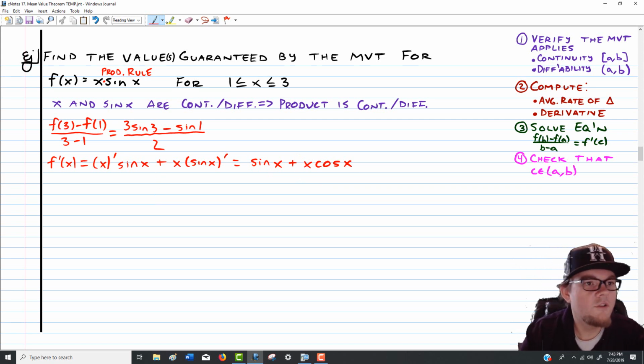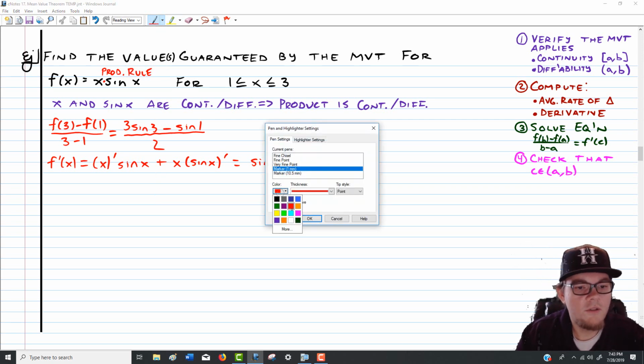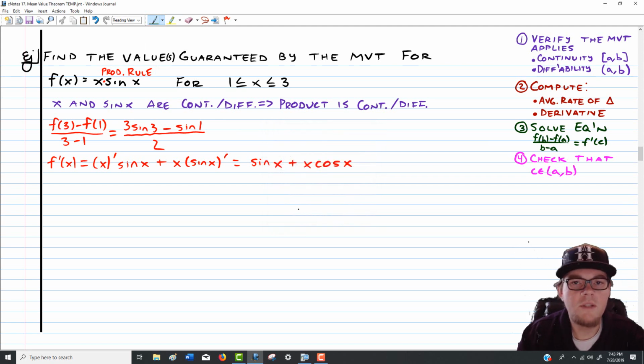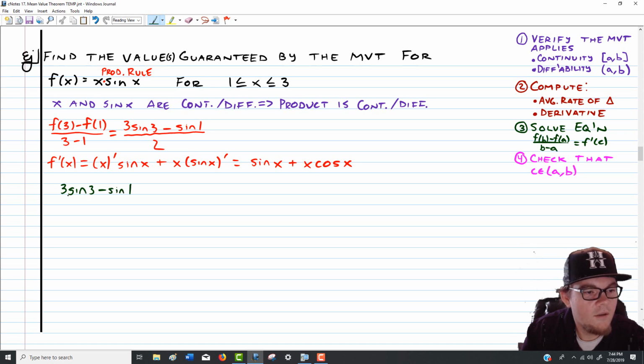From there, we know that our job is then to solve the equation. We're trying to find x values on a particular interval, so we solve the equation that equates the average rate of change and the derivative. In our case, that's going to look like this: 3 sine of 3 minus sine of 1, all over 2, equals sine of x plus x cosine of x.